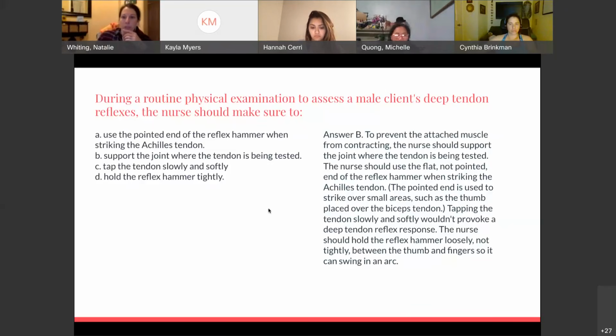To prevent the attached muscle from contracting, the nurse should support the joint where the tendon is being tested. The nurse should use the flat, not pointed end of the reflex hammer when striking the Achilles tendon. The pointed end is used to strike over small areas such as the thumb placed over the bicep tendon. Tapping the tendon slowly and softly wouldn't provoke a deep tendon reflex response, sorry. The nurse should hold the reflex hammer loosely, not tightly, between the thumb and fingers so it can swing in an arc. Does that make sense to you guys? Cool.